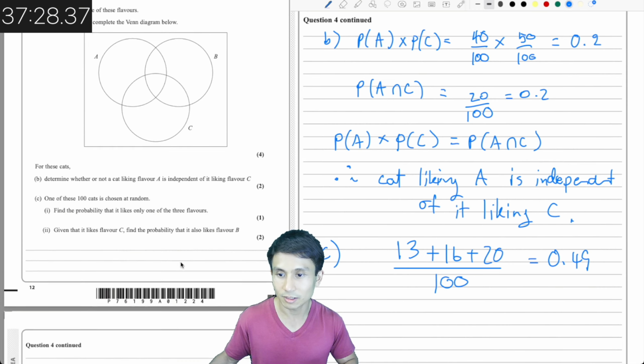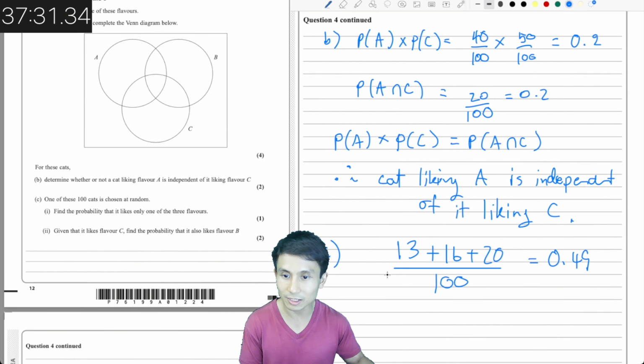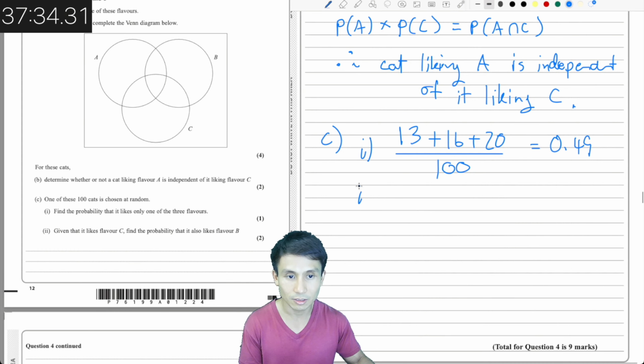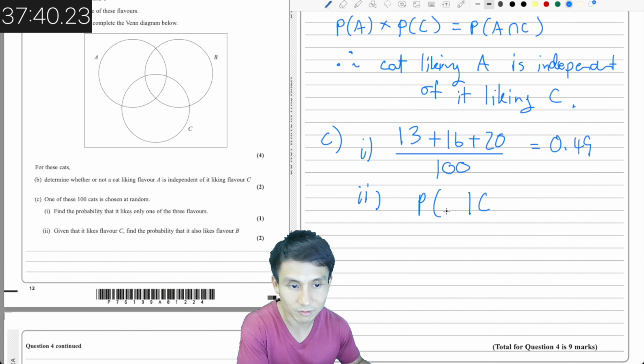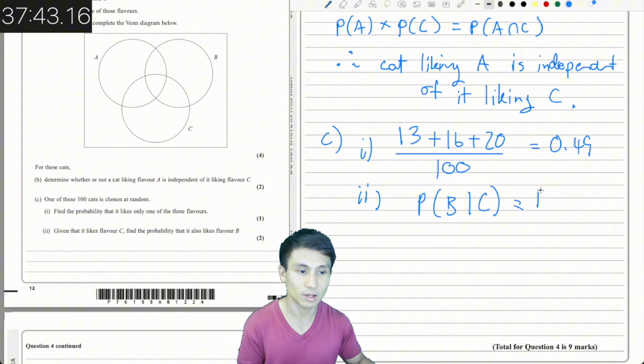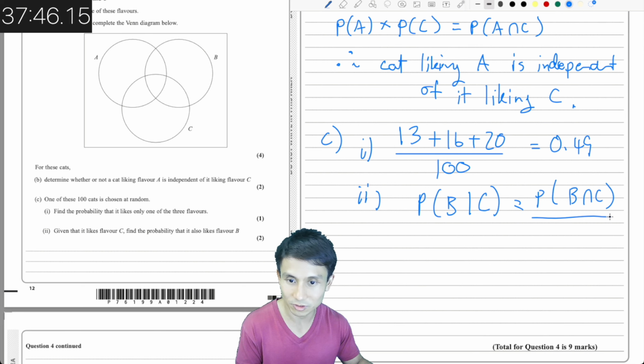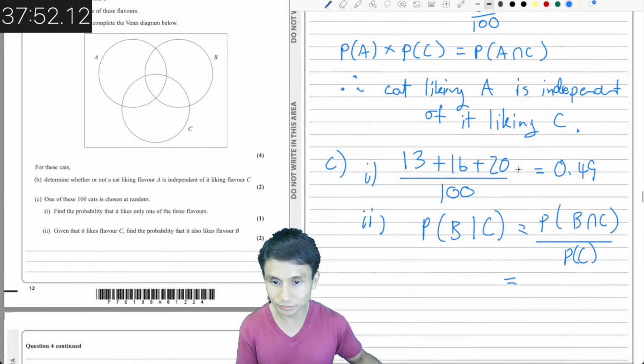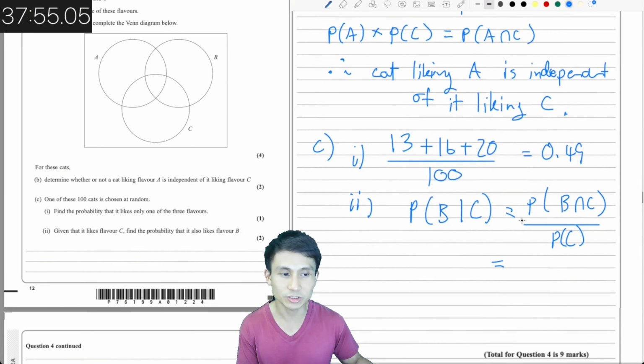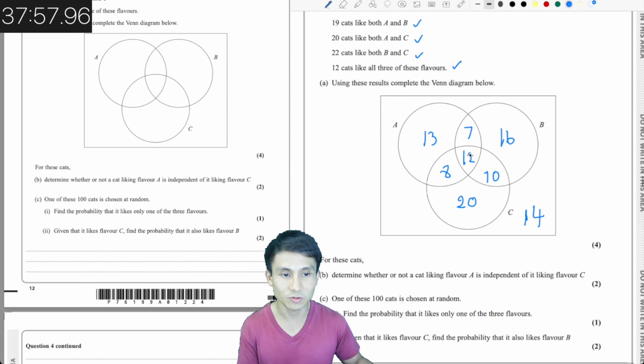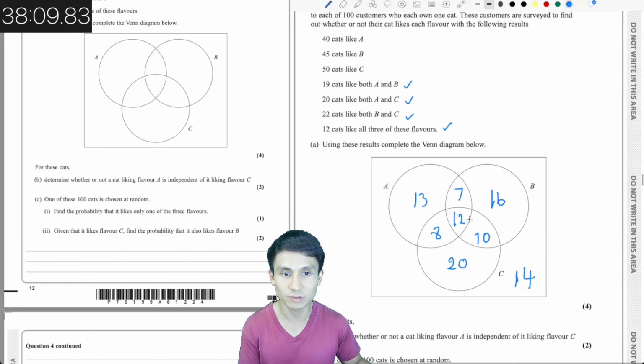That's it. And then part 2 here, given that it likes flavor C. So this is given C. The probability that it also likes flavor B. Okay, so B given C then. So that means we want P(B intersect C) over P(C). Right? So B intersect C, or we can just, within the C, you can look at in the C circle, what is in B. So there are 22 here in B and C, so that's 22, just divided by totally in C. So 22 divided by 50, that's it.